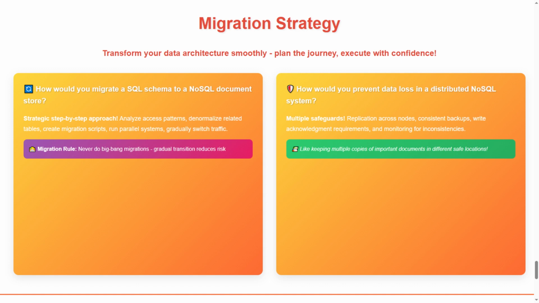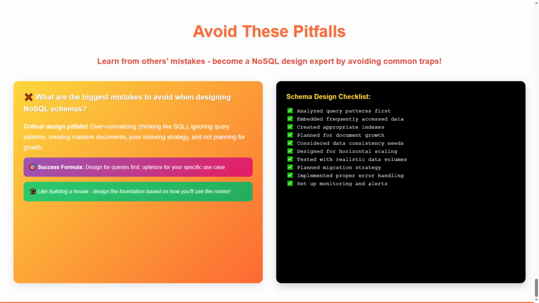Second protection question: how would you prevent data loss in a distributed NoSQL system? The multiple safeguards are replication across nodes, consistent backups, write acknowledgement requirements, and monitoring for inconsistencies. Finally, let's learn to avoid these pitfalls. Your wisdom: learn from others' mistakes, become a NoSQL design expert by avoiding common traps.